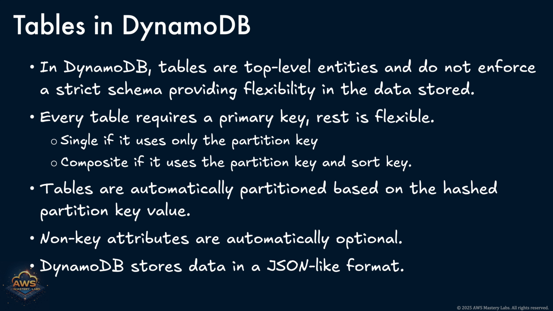This ensures that the workload is balanced, preventing performance bottlenecks and enabling the database to scale horizontally to accommodate millions of requests per second without manual intervention. DynamoDB stores data in a JSON-like format, allowing for flexible, semi-structured data modeling. Each item is represented as a collection of key-value pairs, where attributes can be scalars, strings, numbers, booleans, sets, lists, maps, or nested JSON structures. This flexibility enables efficient storage of hierarchical and complex data without requiring rigid table schemas.